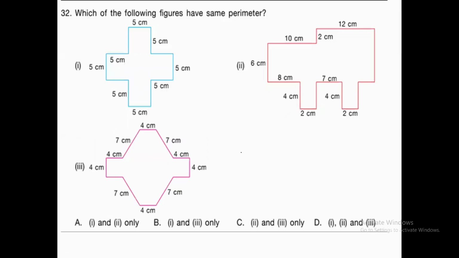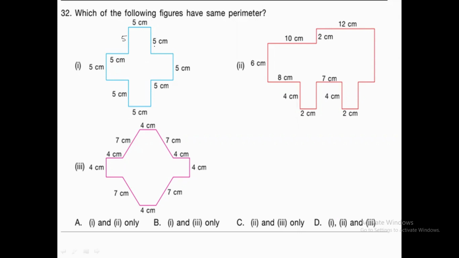Now let's move to the next question, which is question number 32. Here we need to find out which two of the given figures have the same perimeter. So for this we need to find the perimeter of all the figures. The perimeter of the first one: we need to add all the sides.